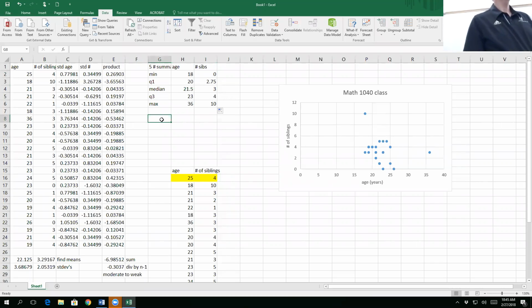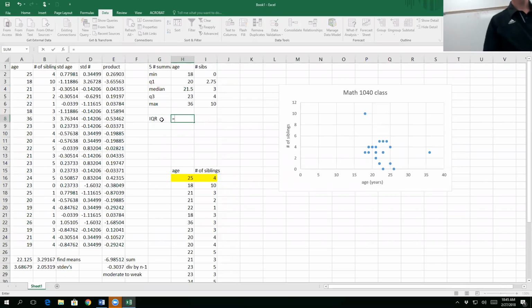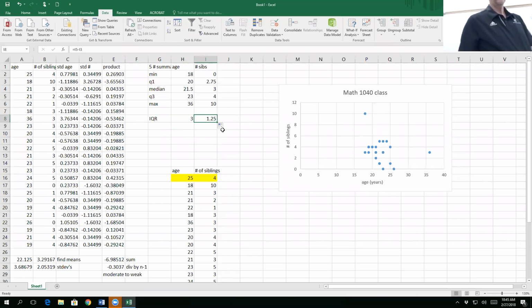All right, so now what's the next step? Find the IQR. And the IQR in this case is, nope, it's not 18. It's Q3, which in this case is 23 minus 20, right? Which is 3. So the interquartile range, and I can copy that over. So 3 years is the interquartile range here. 1.25 is the siblings here. I can definitely tell those are going to be outliers, right?